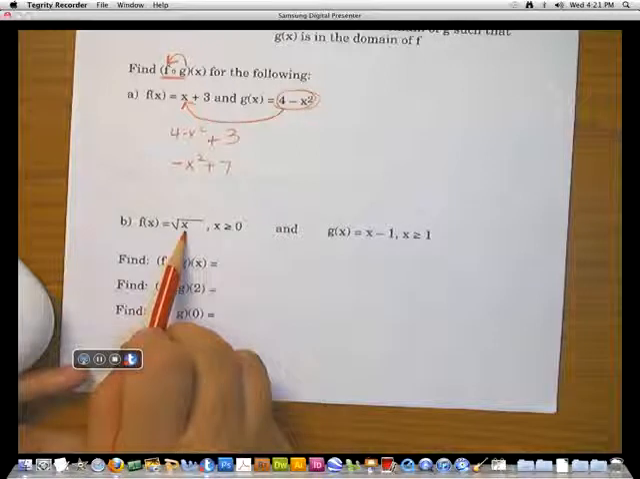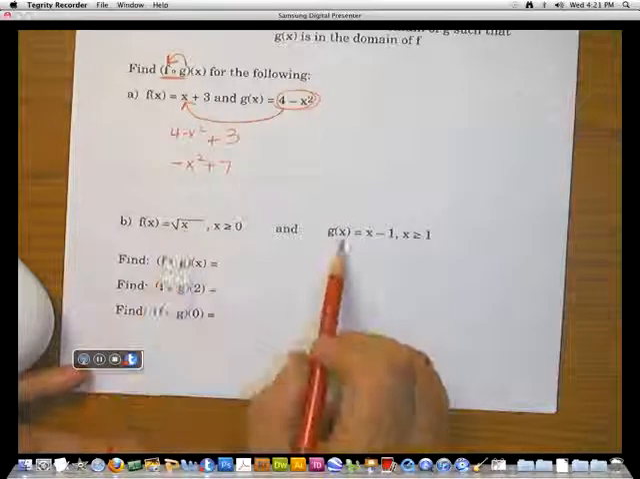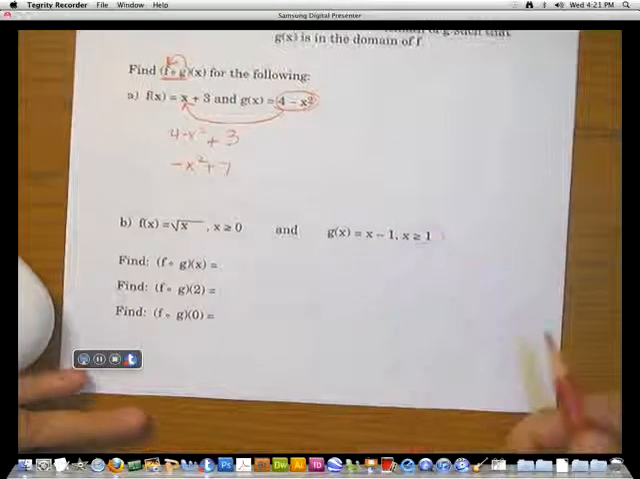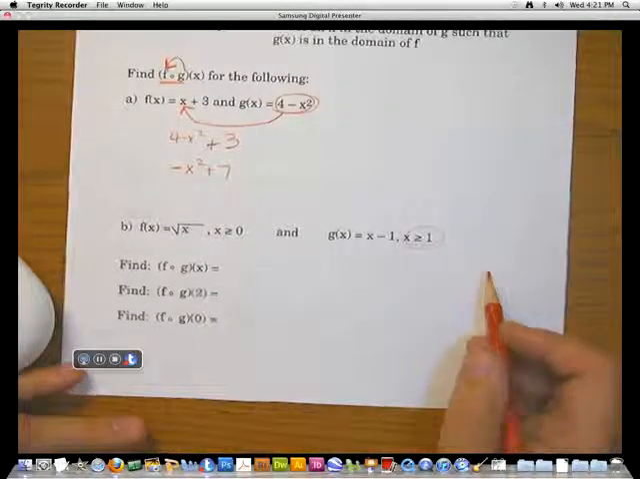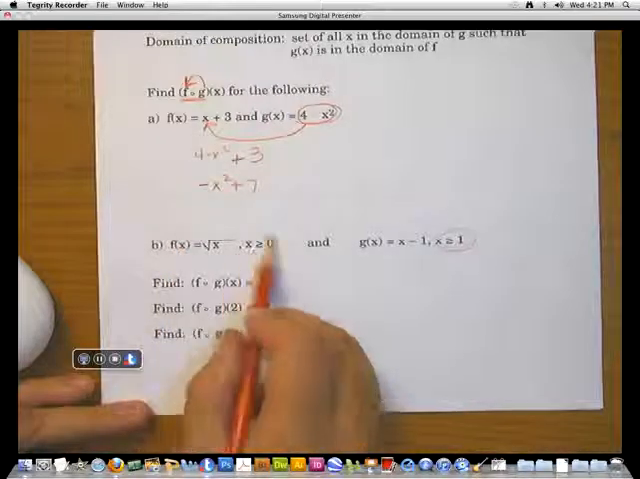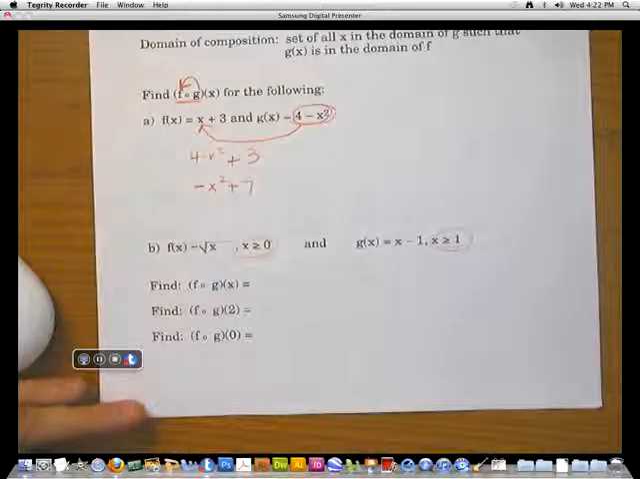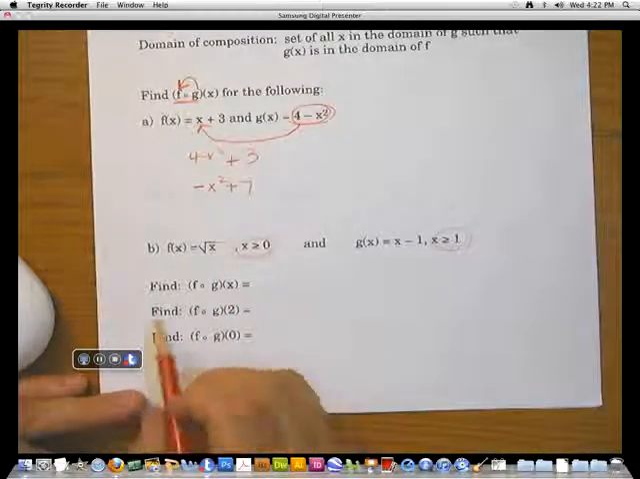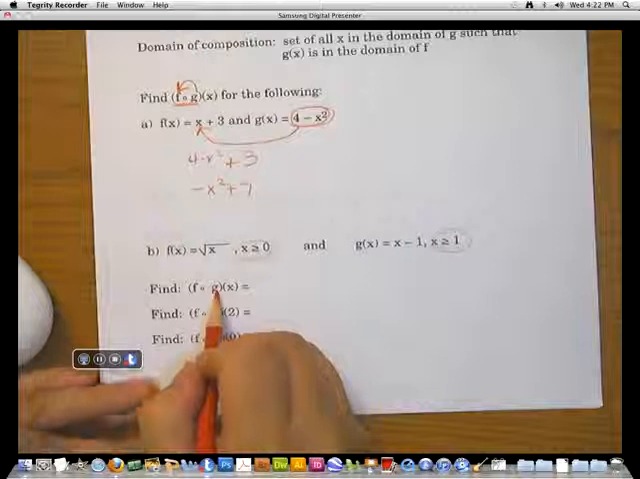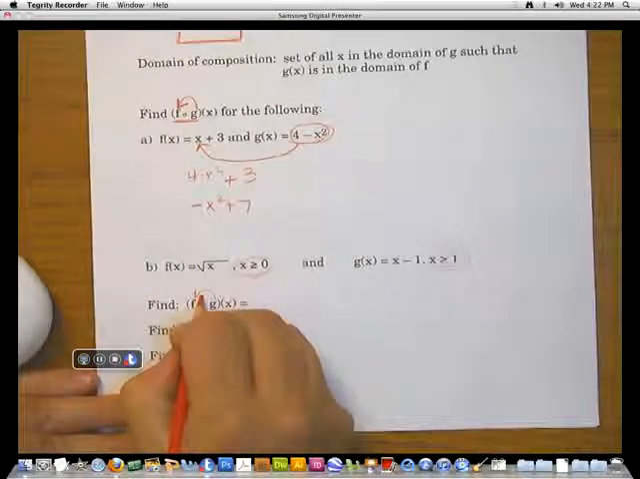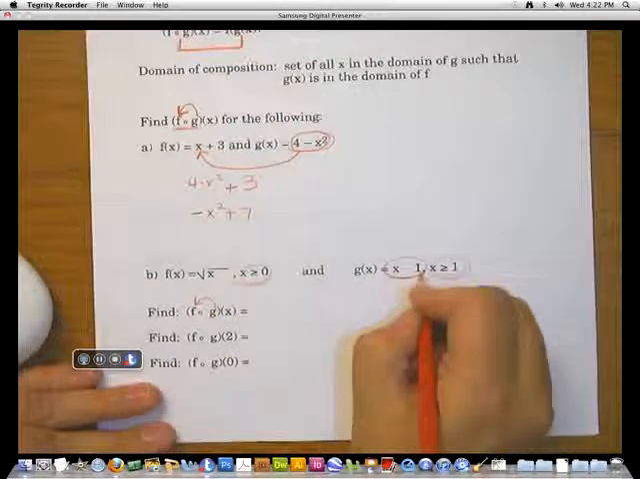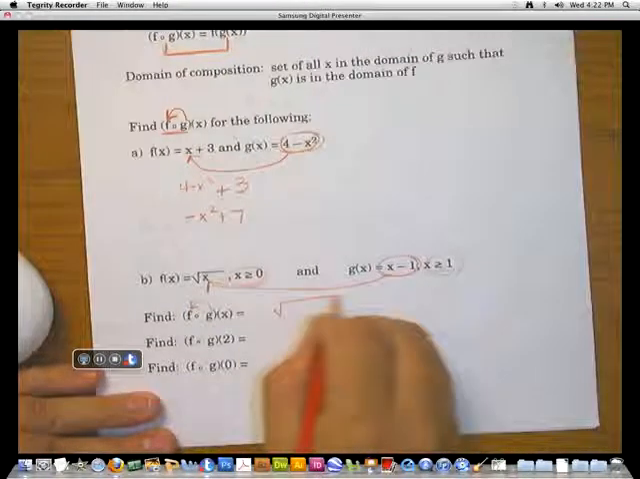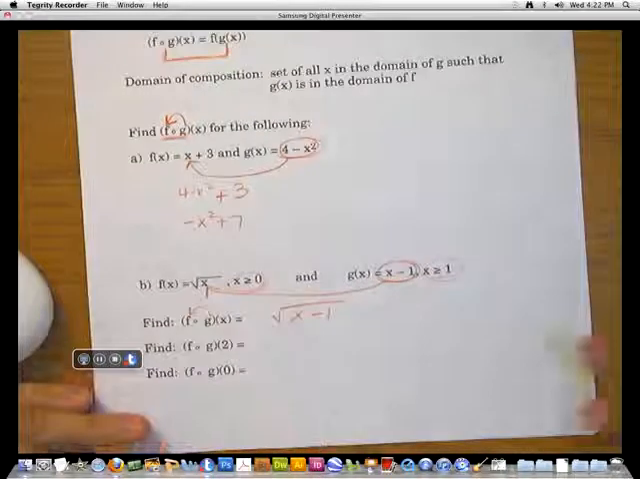All right, here we have the f function is the square root of x. The g function is x minus 1 as long as x is greater than or equal to 1. And for the square root, the stipulation is that x is greater than or equal to 0. Those are just restrictions. So if I'm going to find f of g, I'm going to put g into my f equation. So the square root of x minus 1. Done.